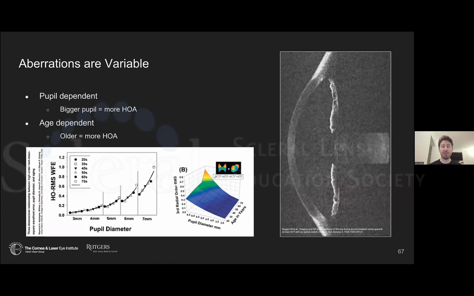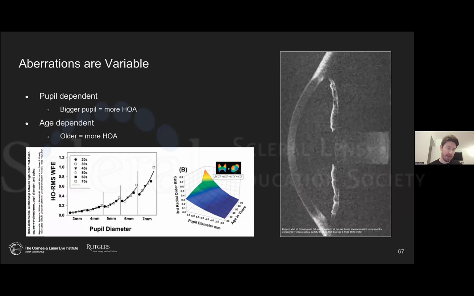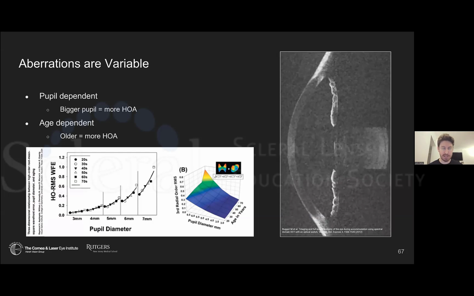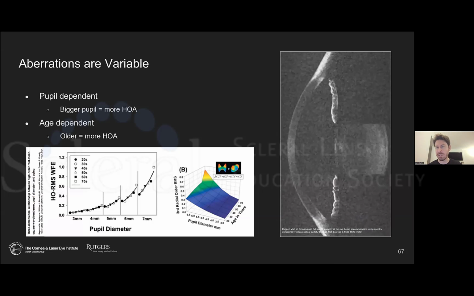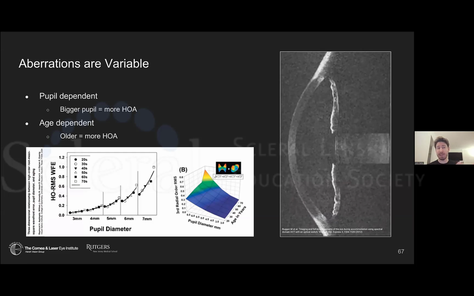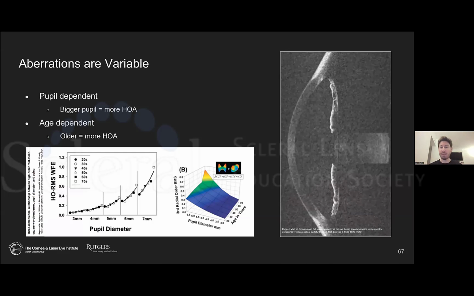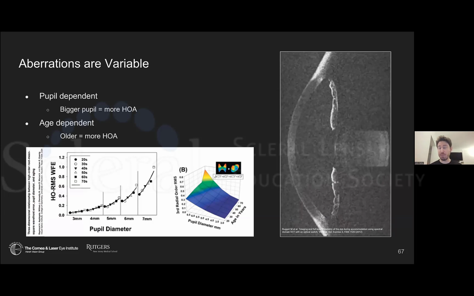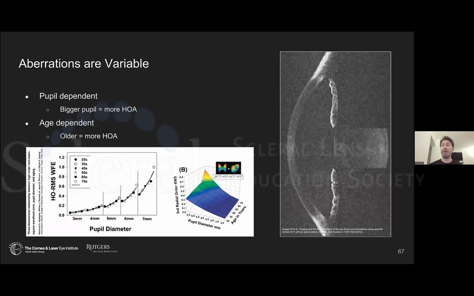But then there's also an age-dependent component. This is Ray Applegate, Marsack, all those great scientists at the University of Houston. This is their work, and they show that there is not just pupil dependence, but also age dependence. So as you get older, you're going to have more aberrations. As you have larger pupils, you're going to have more aberrations.